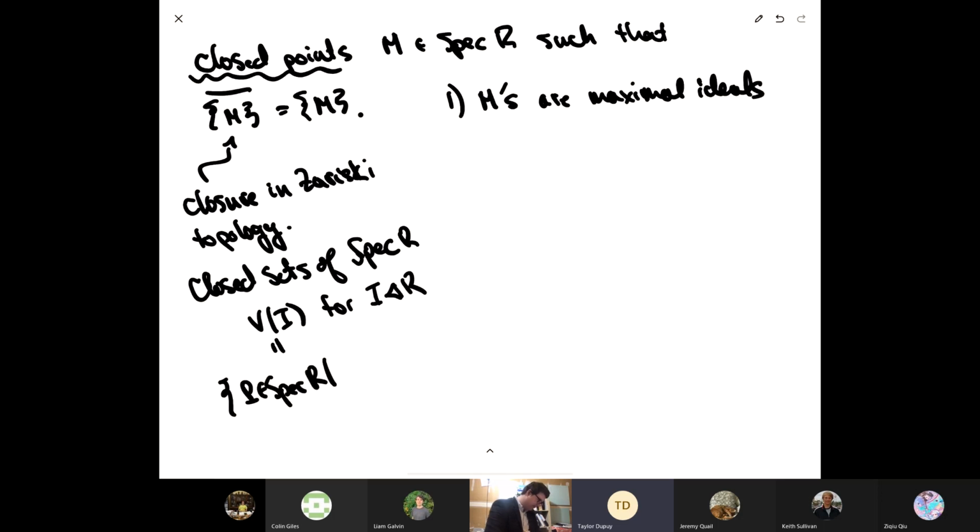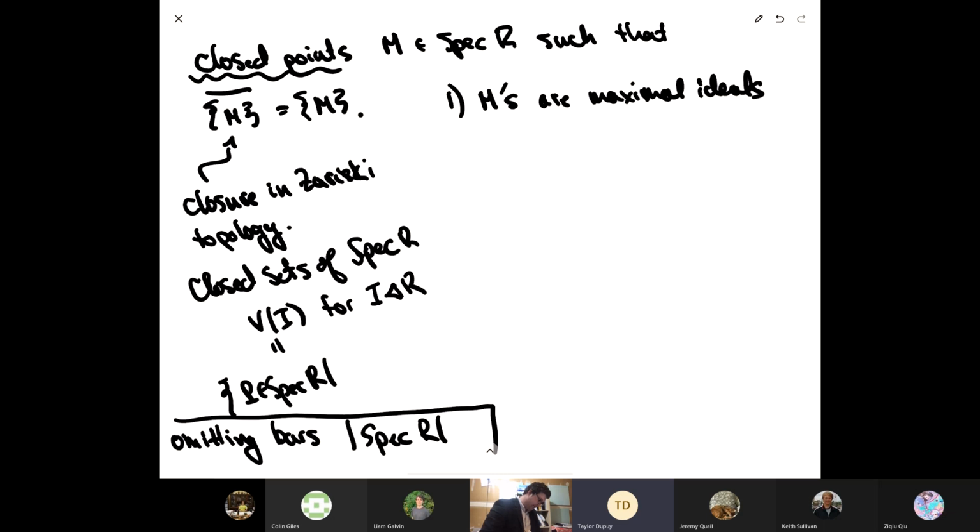where, and I'm kind of omitting the bars here, I should really be putting bars everywhere, the ones we usually write. So this is P in Spec R such that I is contained in P. The idea is that all the functions in I vanish at P.